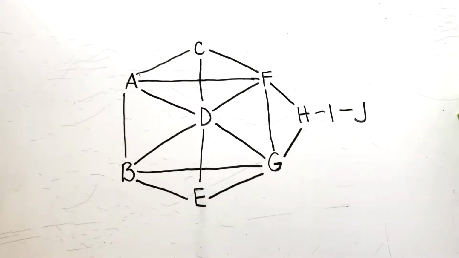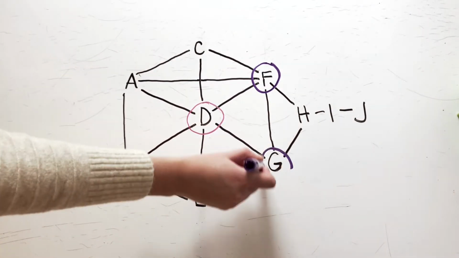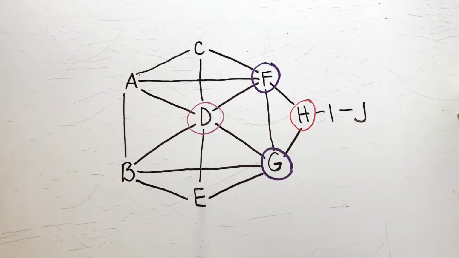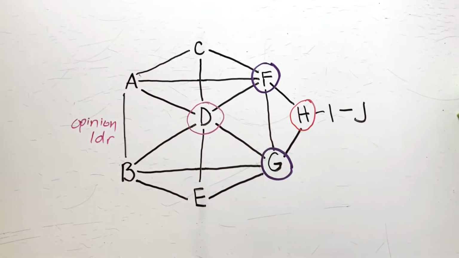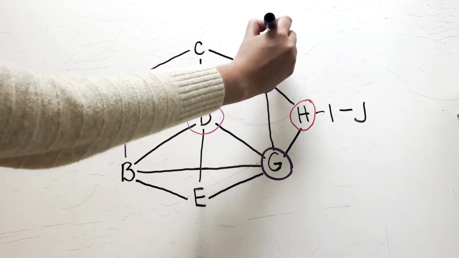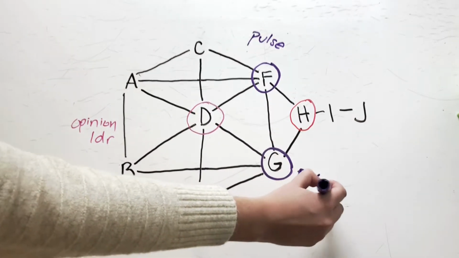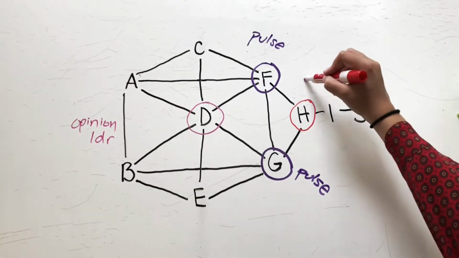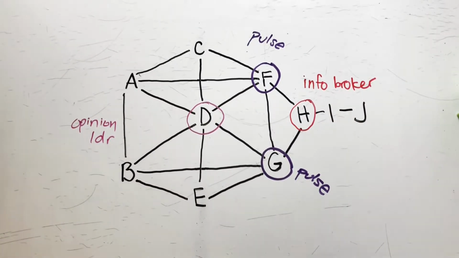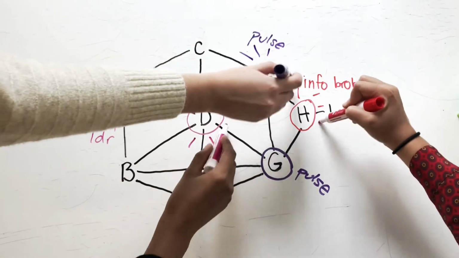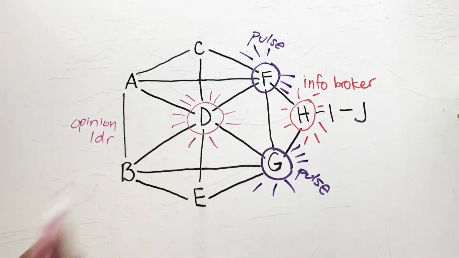There are 3 important spots on this graph: D, F and G, and H. D is the opinion leader because they're connected to everyone in the main cluster. F and G are the pulse takers since they have the shortest path to everyone else. And finally, H is the information broker between the main cluster and the 2 outliers. All of these people are influencers for this network because they effectively transmit information.